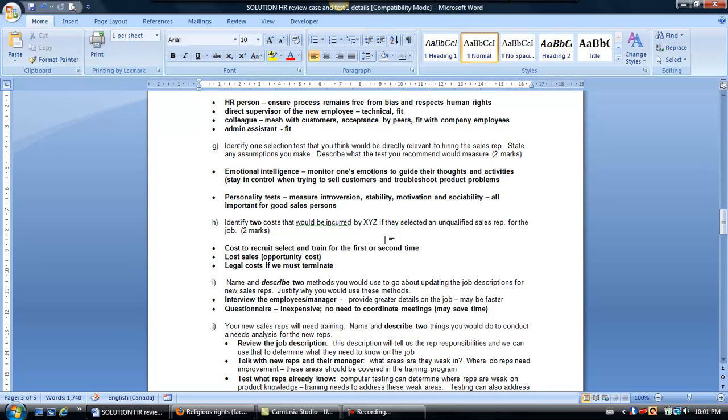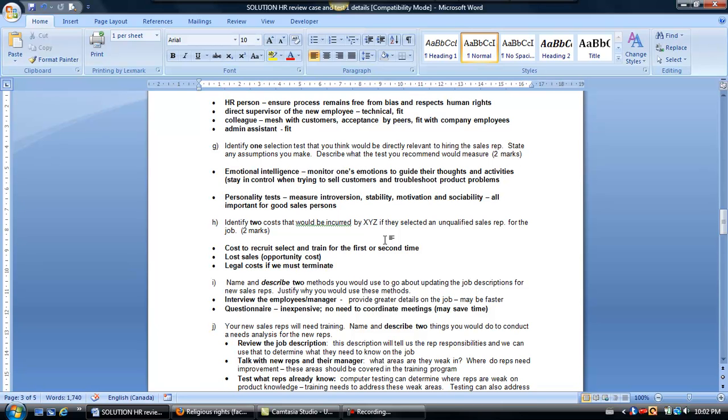We'd also have lost sales, perhaps. So maybe there were sales that we lost because the customers weren't happy with the sales reps, right? So we might have been losing sales and we didn't know we were, right? There might also be sales that we didn't get because maybe people weren't happy with the reps, right? So we have to take that into account.